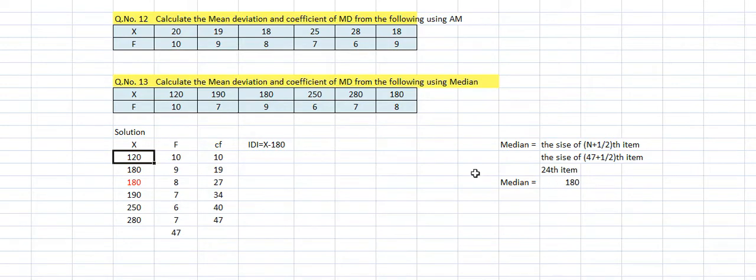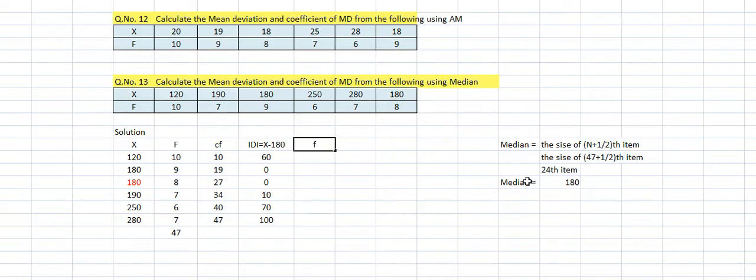120 minus 180 is 60. Plus or minus, you just take the difference. 180 minus 180 is 0. 180 minus 180 is 0. 190 minus 180 is 10. 250 minus 180 is 70. 280 minus 180 is 100. So this was your modulus D.